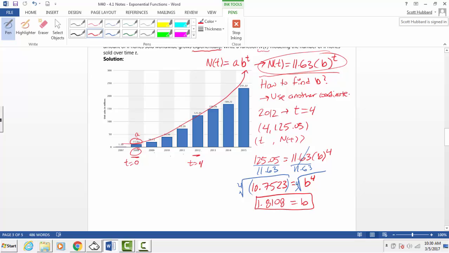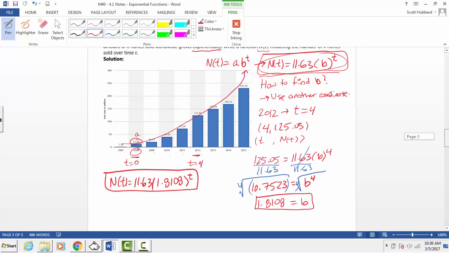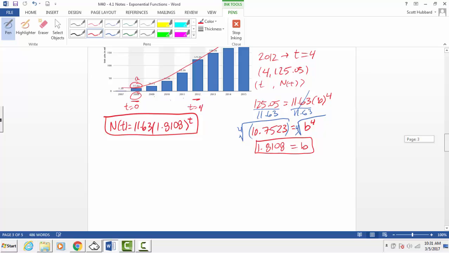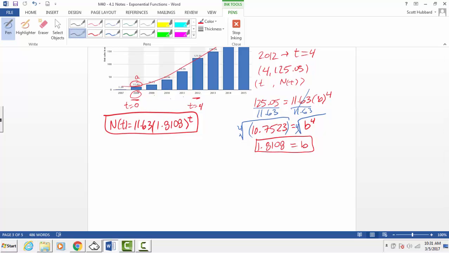We just plug it back into our model because the question was just asking us to find the model. And so now I know my model is N of t is equal to 11.63 times 1.8108 raised to the t. And of course this is an estimate, but it's a pretty good estimate. And what this also tells me is that the percent growth year over year is right here, the decimal part. So that's going to be 81.08%.